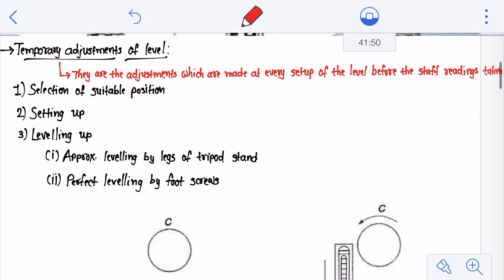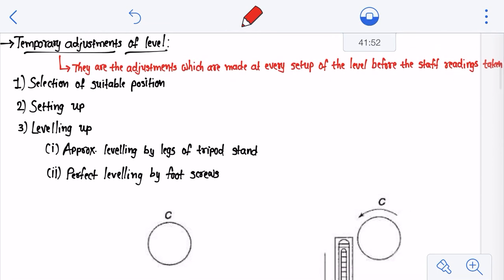Now I'll discuss the adjustments of the level. As I said before, before taking the actual observations, you need to adjust your level. You need to make sure that your level, this dumpy level, is properly adjusted and ready to take the observation, right?